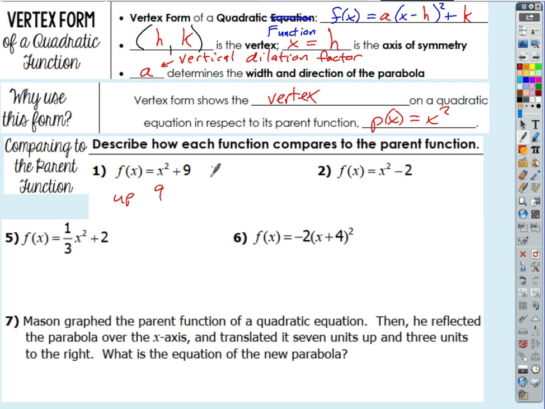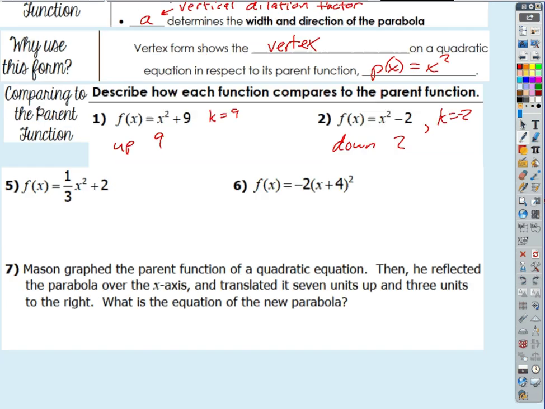Here we get k equals 9. K equals negative 2, so we're going down 2. We're going up negative 2, which is down 2. Now, what about this one right here?